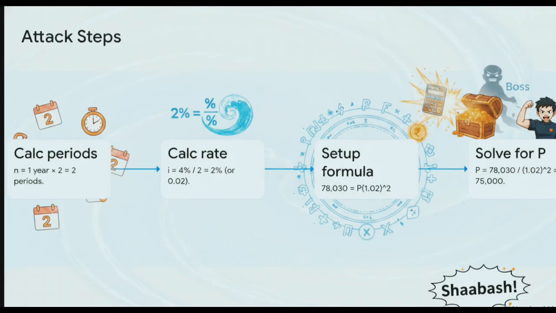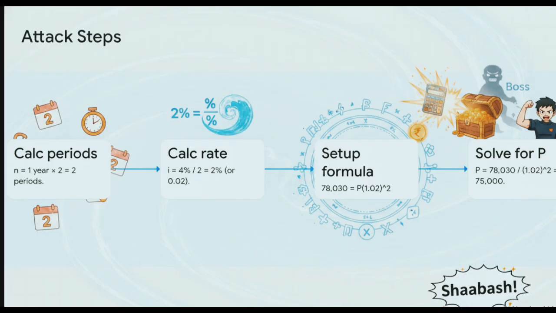Okay, let's execute the steps together. Step 1. Because it's semi-annual for 1 year, your periods n equals 1 year multiplied by 2, so n is 2. Step 2. Your rate I is 4% divided by 2, which gives you 2%, or 0.02 in decimal form. Step 3. We set up the master formula. 78,030 equals P multiplied by 1.02 to the power of 2.